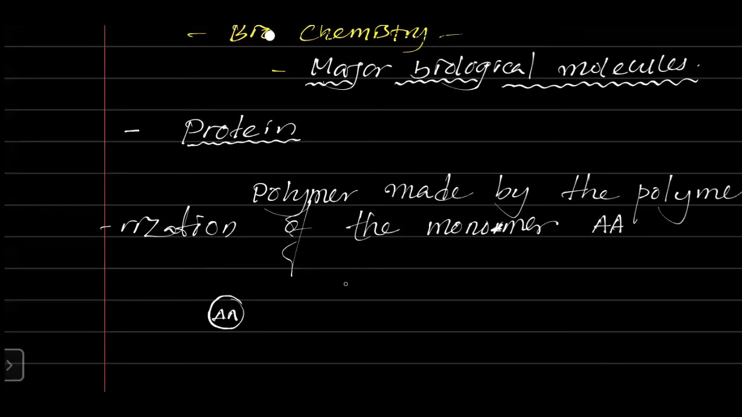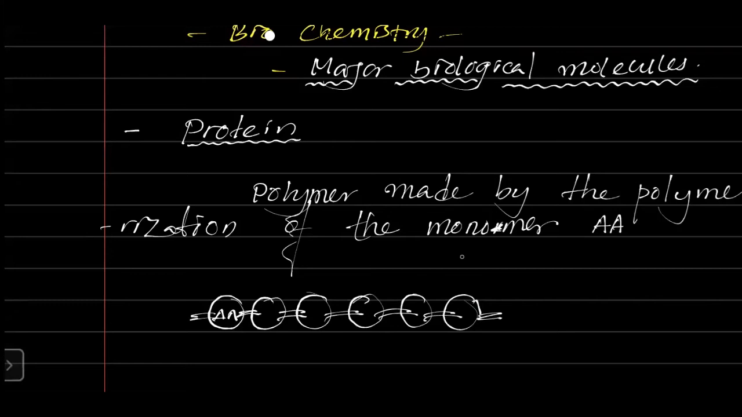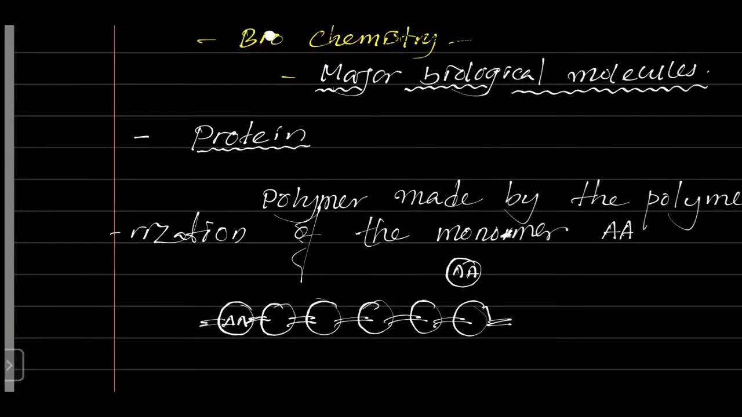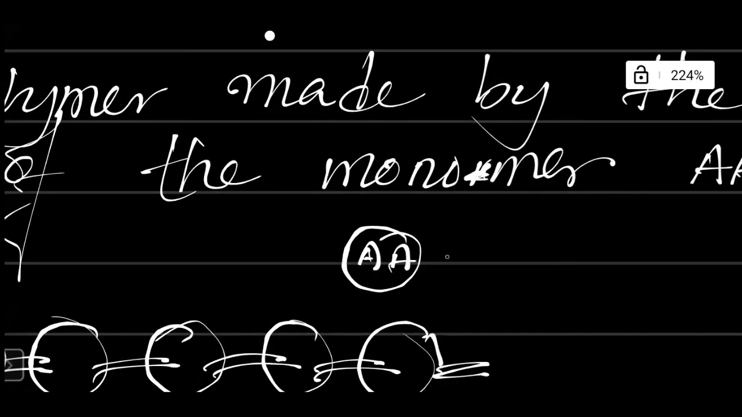Okay, so this large number of amino acids are combined together by a special bond. Amino acids are joined. There are around 20 amino acids, such as cysteine, methionine, lysine, glycine, alanine.